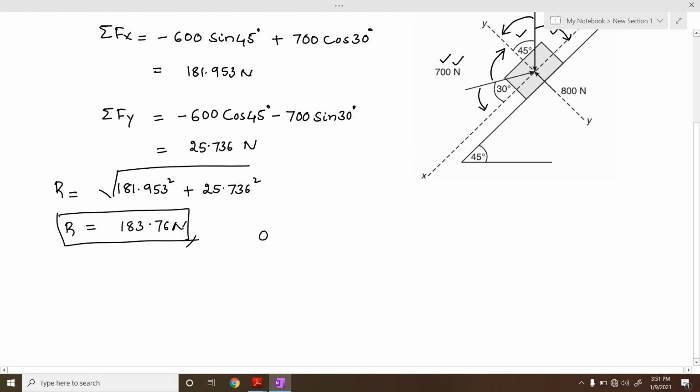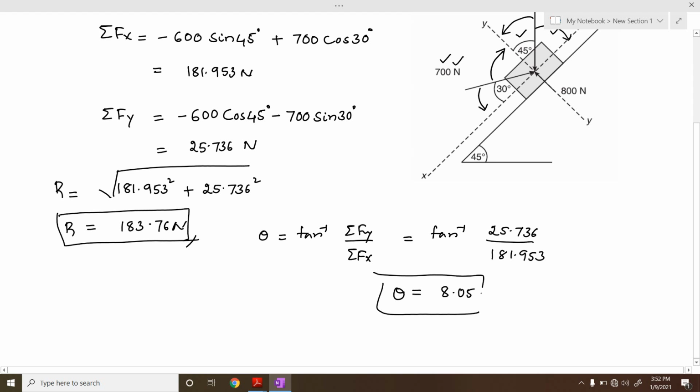Then next you have to calculate the theta value, that will be equal to tan inverse of summation of Fy by summation of Fx. That will be equal to tan inverse of Fy, which is 25.736, divided by Fx, which is 181.953. So therefore this will be equal to 8.05 degrees. This is the value of theta, that is the direction. This is the magnitude and this is the direction.